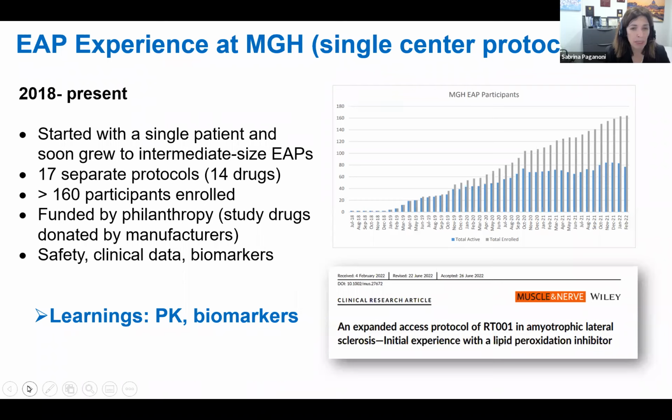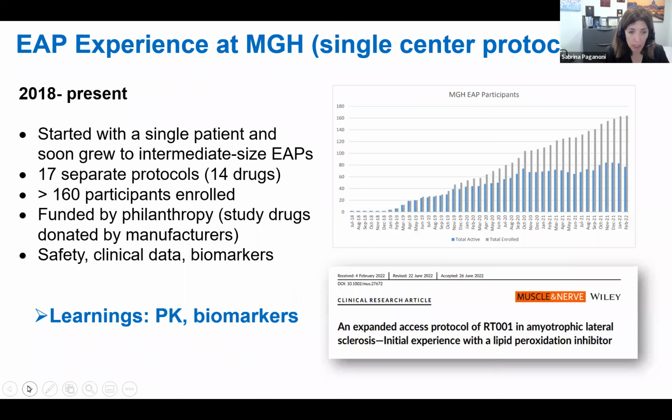Cumulatively, we have been providing EAPs under 17 separate protocols for a total of 14 drugs, which have been donated by several manufacturers. And as of right now, we have been enrolling over 160 participants. Now, the main goal of EAPs is to provide access, but they can also be leveraged to collect safety data in broad populations, as well as some clinical data and some biomarkers.